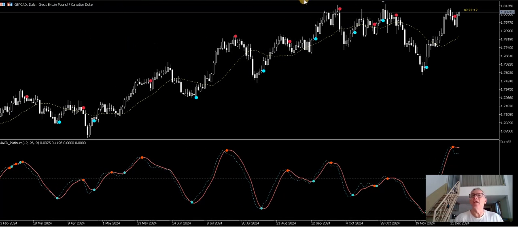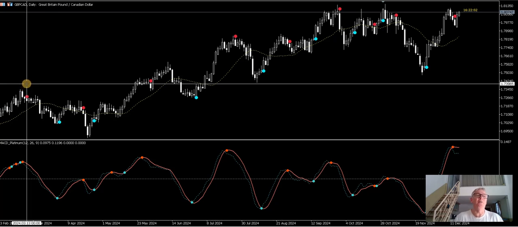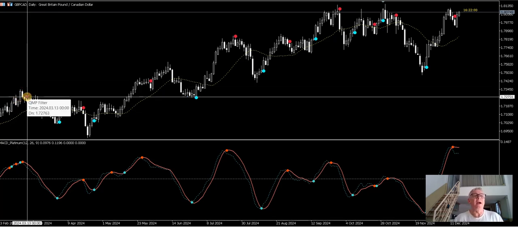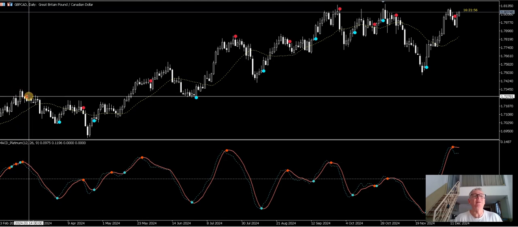Right, we'll start on the left here. This will give us the current Pound CAD. So I'm not cherry picking anything here. We're going to have a look at any random spot in the chart you want. So here's your sell trade: MACD Platinum above the zero level, red QMP dot.